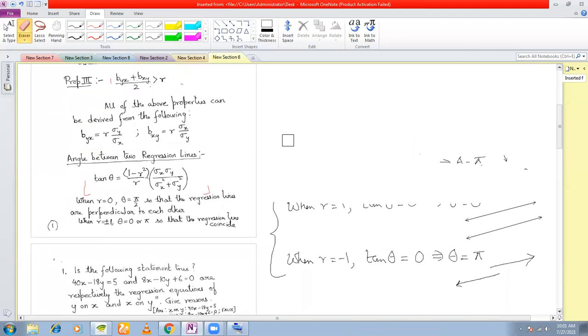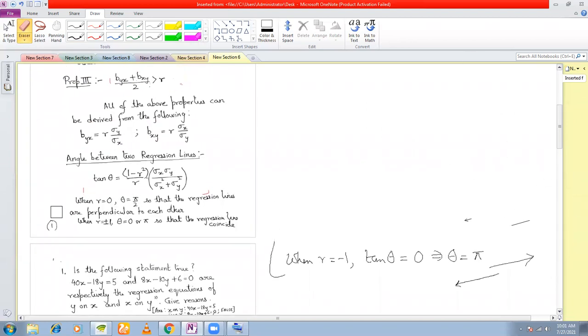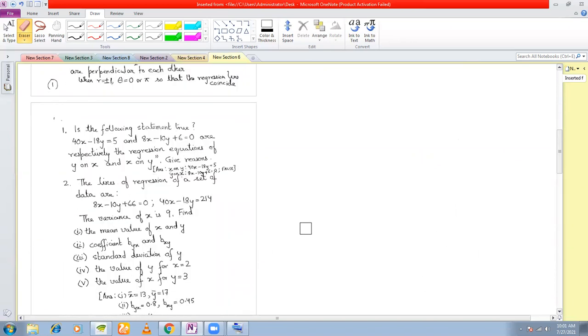The first problem is a very important problem, because when a question is given to you, two equations will be given to you, but you will not know which one is the regression equation of y on x and which one is the regression equation of x on y. Let us see how to deal with this kind of problem. The question is: is the following statement true? 40x minus 18y is equal to 5 and 8x minus 10y plus 6 are respectively the regression equations of y on x and x on y.